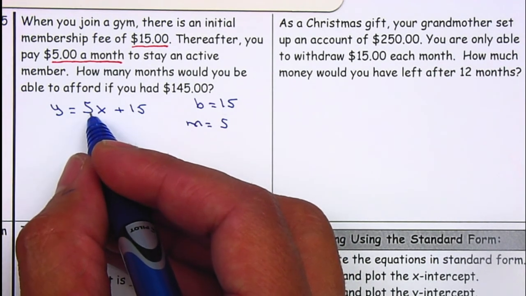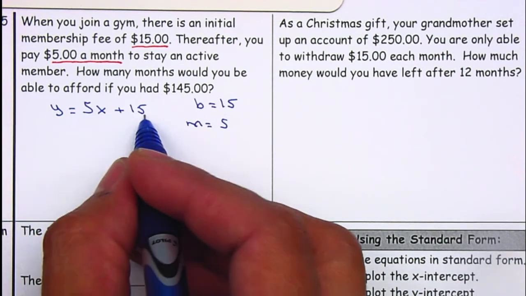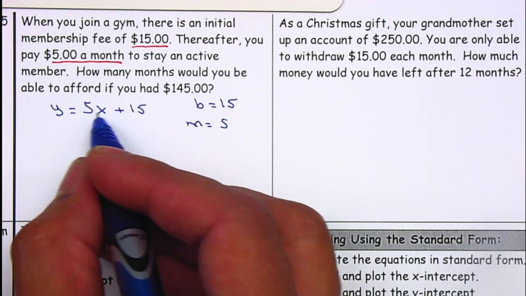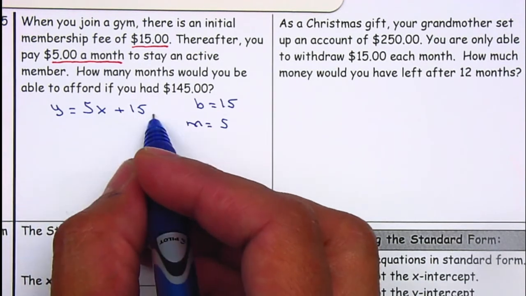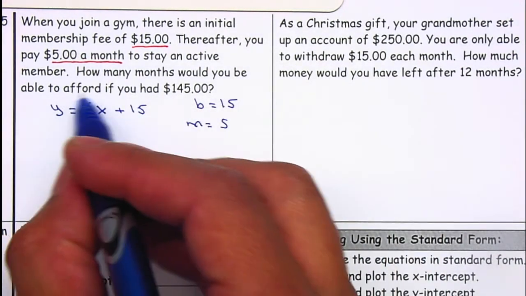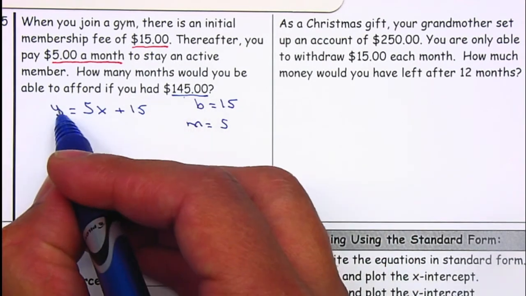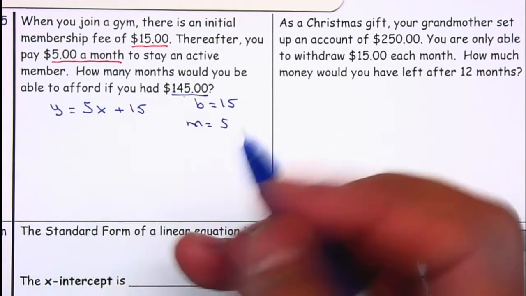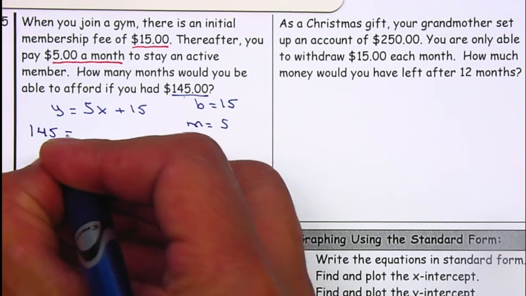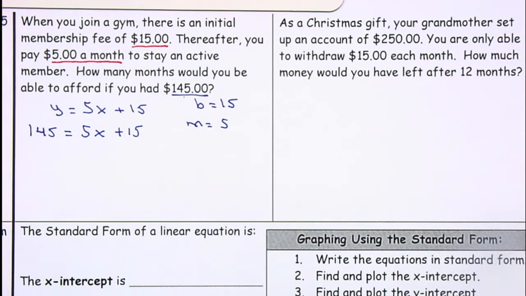So if you sign up for 3 months, it will be 5 times 3 plus your initial fee. If you sign up for 4 months, it will be 5 times 4 plus your initial fee, which will be 15. Now, how many months will you be able to afford if you have $145? $145 is the total amount that you're spending, so that'll be the value of y. So we're going to substitute: 145 = 5x + 15, and we just need to solve for x.